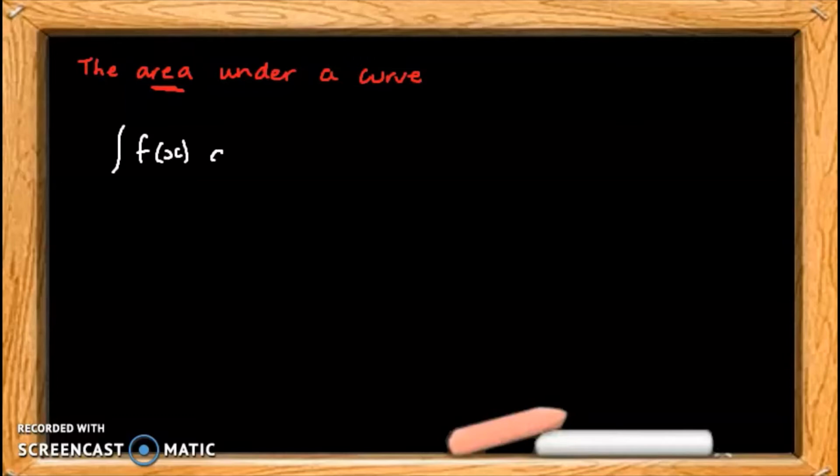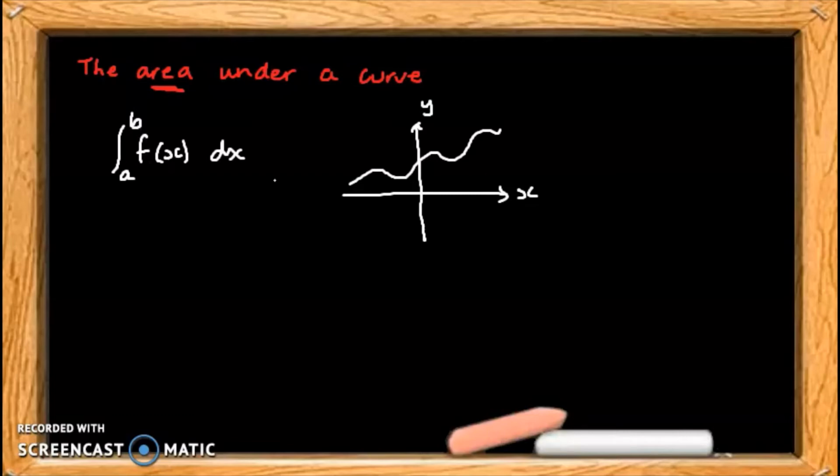So for any function, if I draw my axes and I have some function that looks like this, then the way integration works is I can pick 2 points, A and B, where B is larger than A. So let's say this is A and this is B. And I'll be able to find the area under that curve between the curve and the x-axis. So this orange area here will be the evaluation of this particular integral.